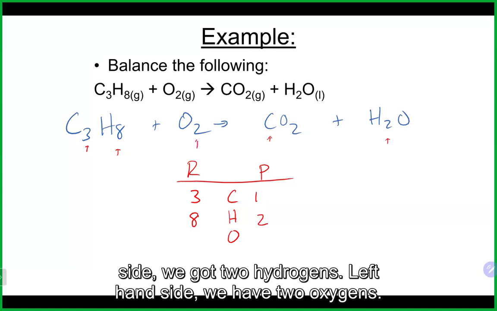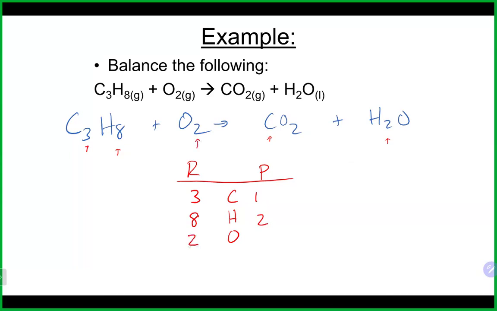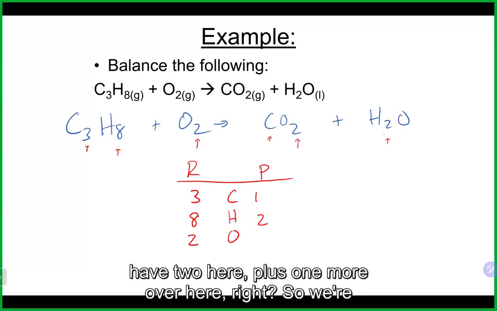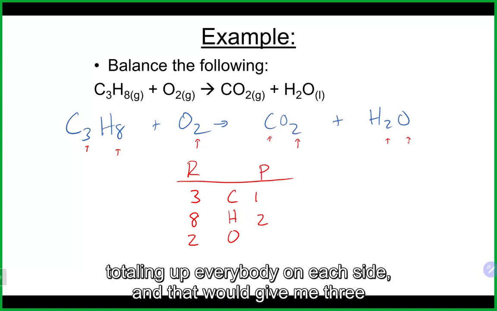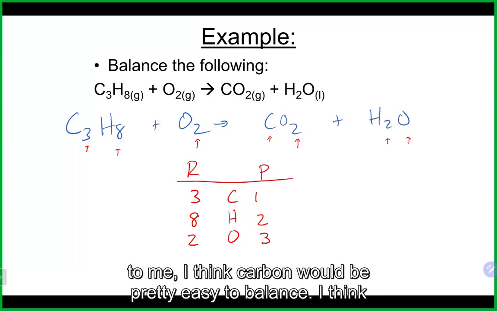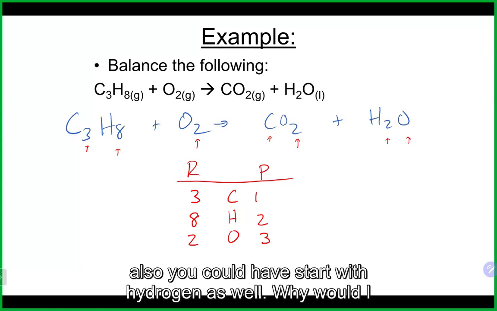Left-hand side, we have 2 oxygens. Right-hand side, how many oxygens do I have? I do have 3. I have 2 here plus 1 more over here, right? So we're totaling up everybody on each side, and that would give me 3 oxygens. At this point, really nothing's balanced. So frankly, to me, I think carbon would be pretty easy to balance. I think also you could start with hydrogen as well.